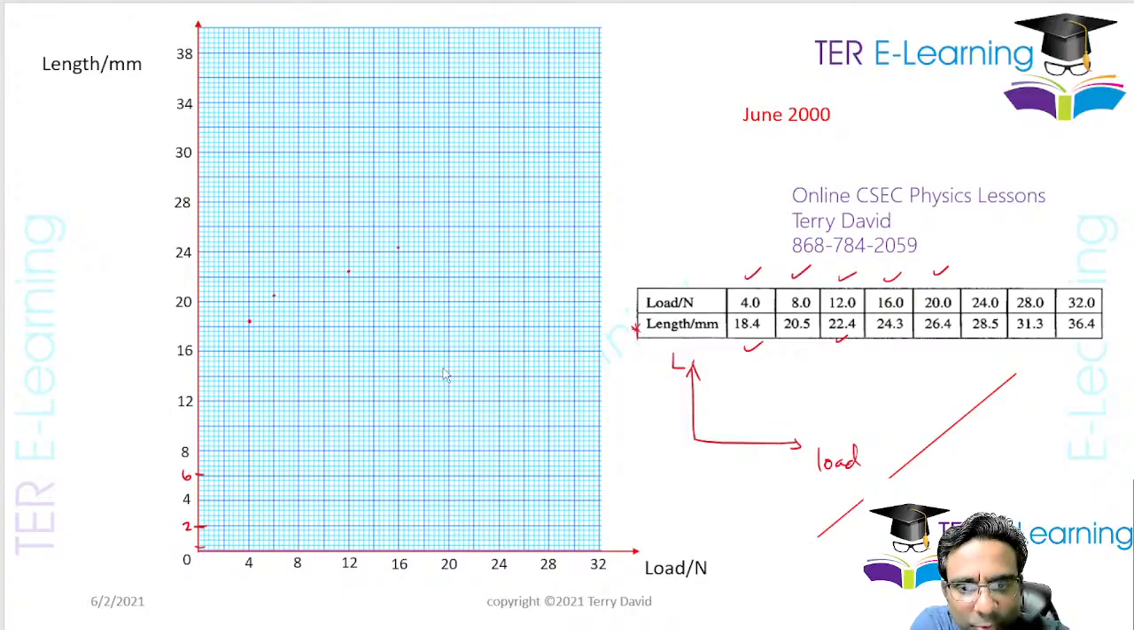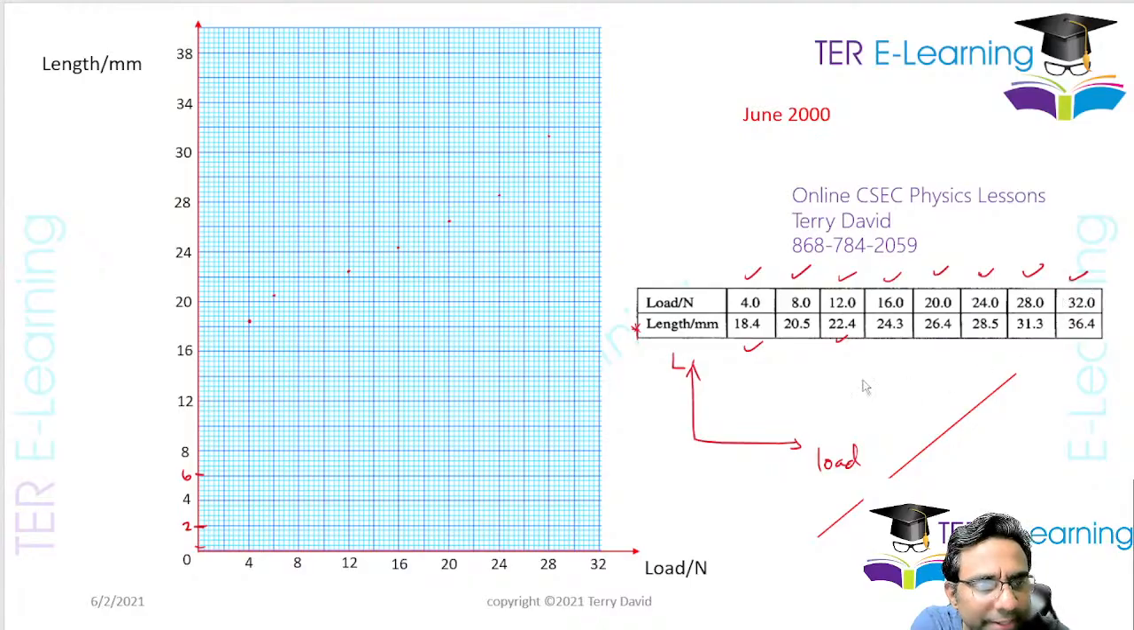20 against 26.4. So 20 against 26.4. So this is 26 here. 26.4 is this value here, right? And then this one here is 24 against 28.5. So 24 against 28.5 is about here, right? I hope you all see the red dots. Then 28 against 31.3. So 28 against 30, this is 31. 31.3 is about here. Right, that's about here. 31.3.